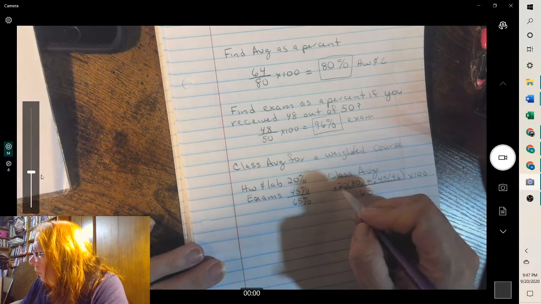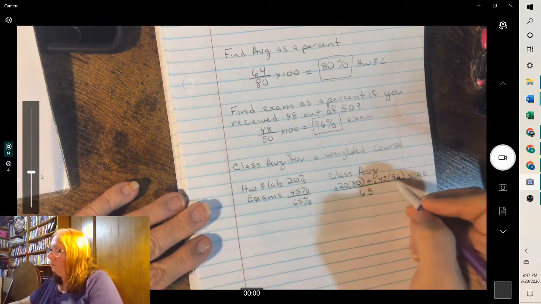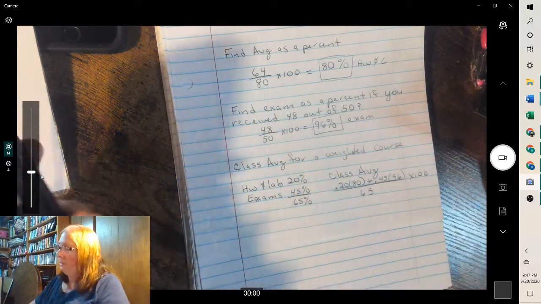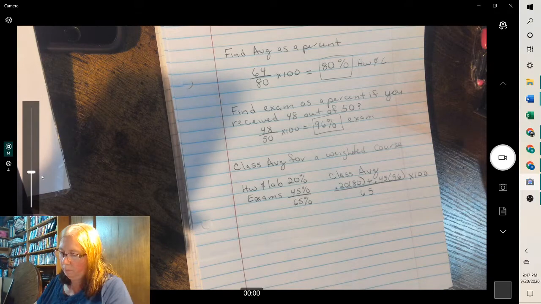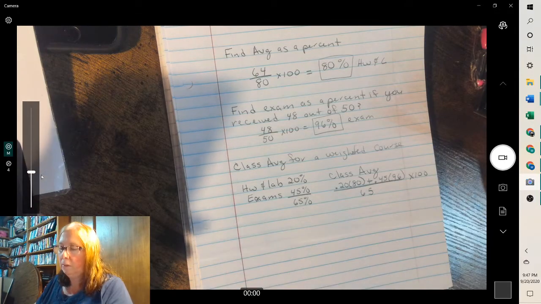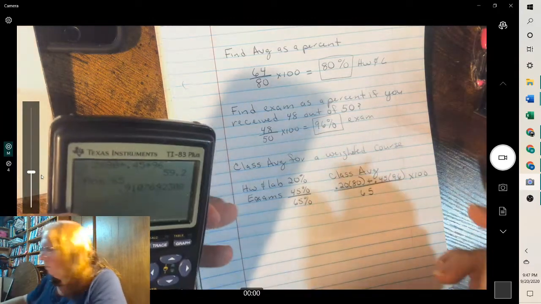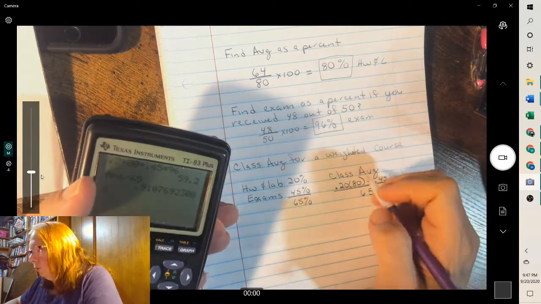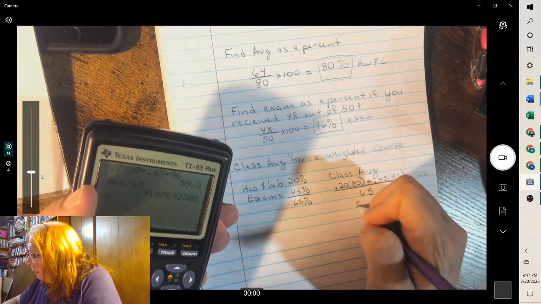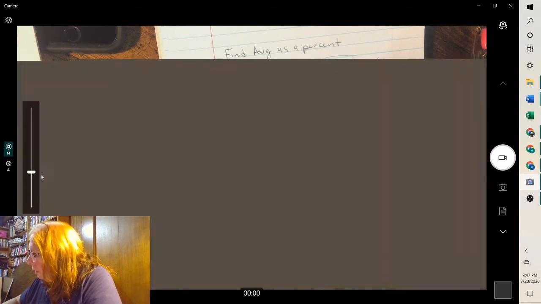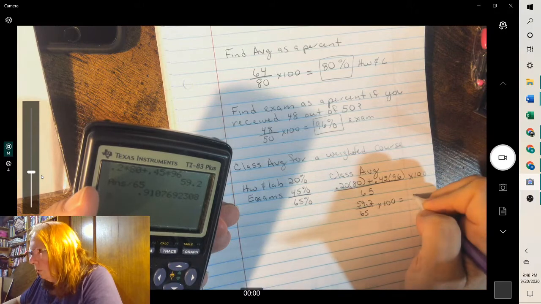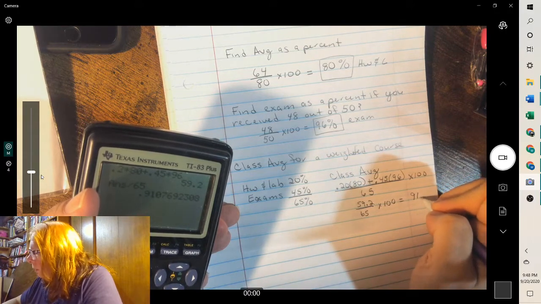So if we take 0.2 times 80 plus 0.45 times 96, calculating just the top, you get 59.2 over 65 times 100, which gives us a 91%.